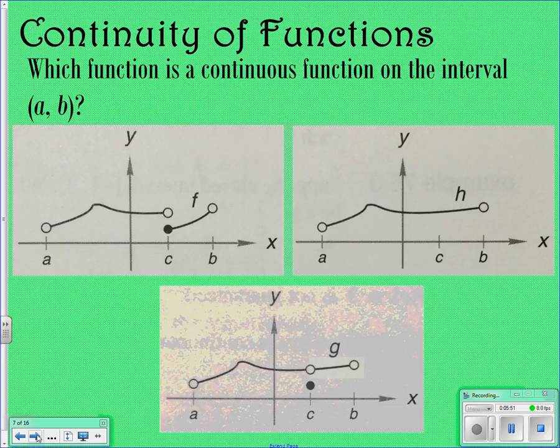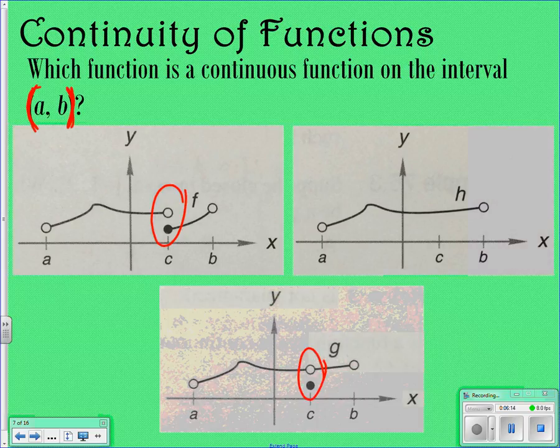Okay? So now look in here. Which of these is a continuous function on the interval from a to b? Now notice, this is an open interval because we've got parentheses. So we don't need to have closed circles at the end. Well, this first one is not continuous because we have a jump right there. This one down at the bottom is not continuous because we've got a hole. But this one is continuous. There's no jump, there's no hole. We start at A and we end at B.